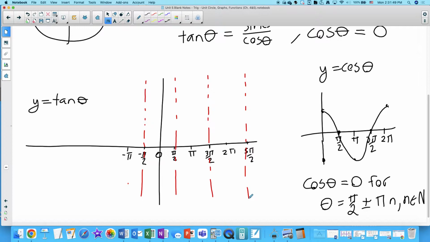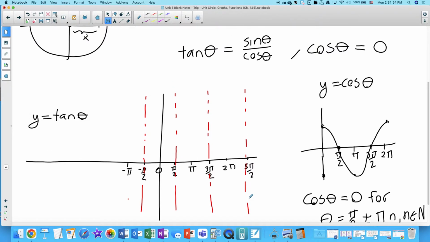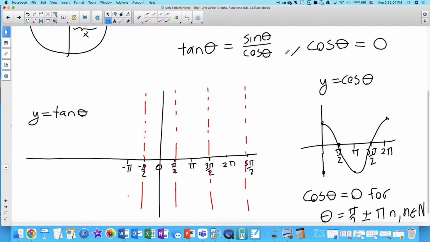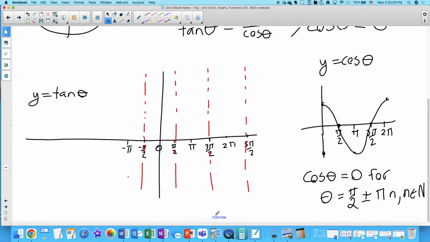The other thing is that the numerator of tan theta is sine theta. So tan theta is going to equal 0 whenever sine theta equals 0. So if I think about y equals sine theta, that'll give me some more points on my graph.